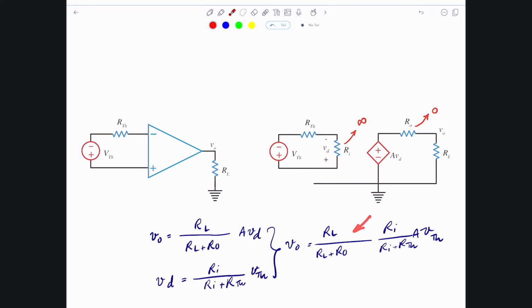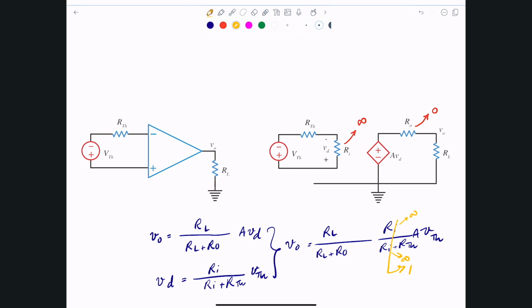How would that affect this equation? Well, let's take a look. If our input resistance goes to infinity, then if you remember your math and limits, you will see that R input will grow much faster than R Thevenin. So this term here just tends to 1. So I can just substitute this here by 1.